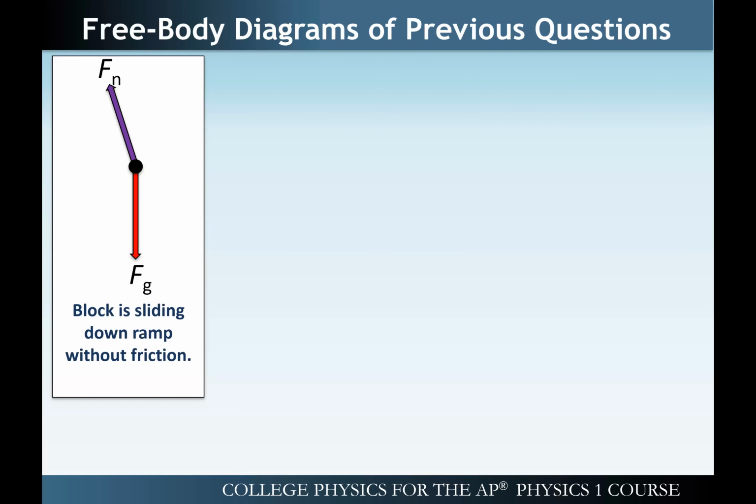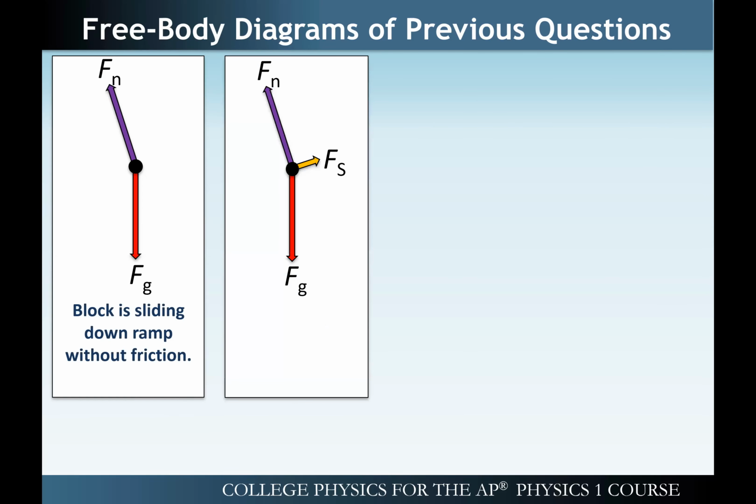So if we have a block sliding down a ramp with no friction, this is what it looks like. The normal force is perpendicular to the ramp, the weight force is straight down, and there is no other force if there's no friction. The object is being slid down the hill because of the x component of the weight. There's no force other than that pulling on it to make it slide down the ramp. It's just those two forces.